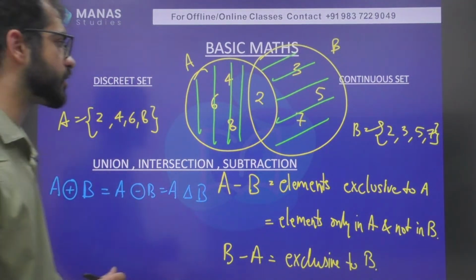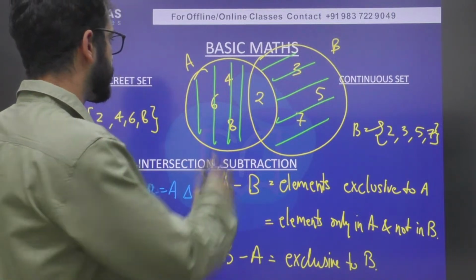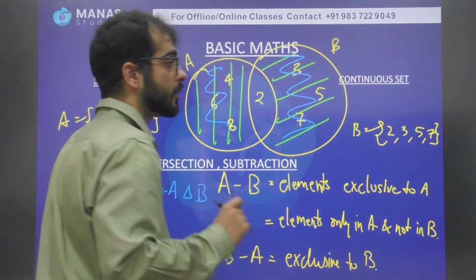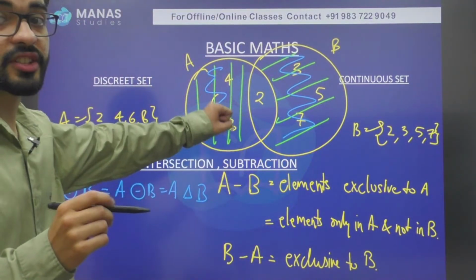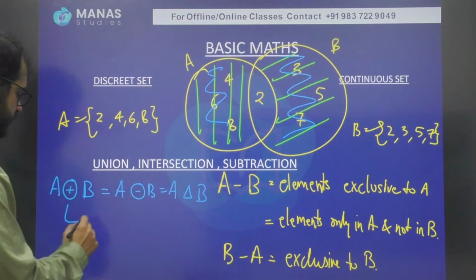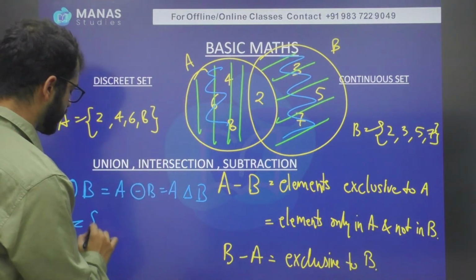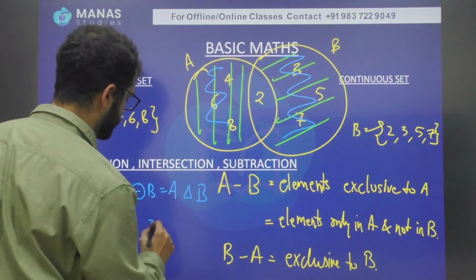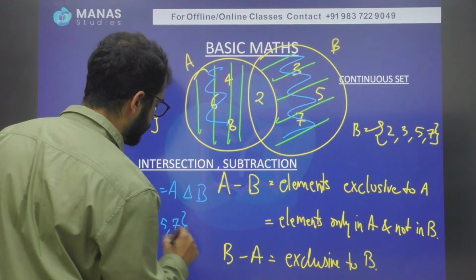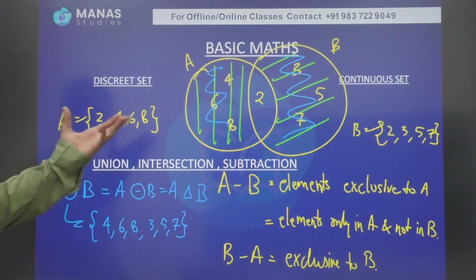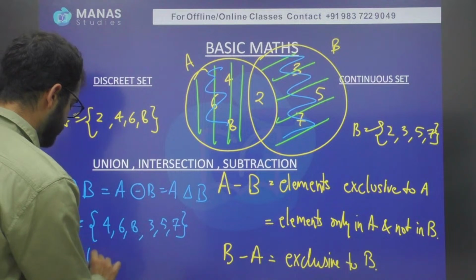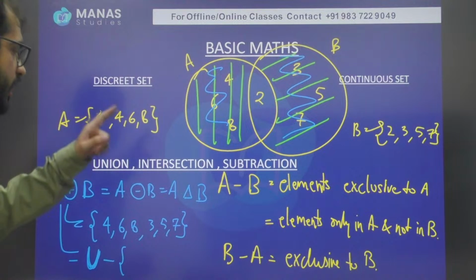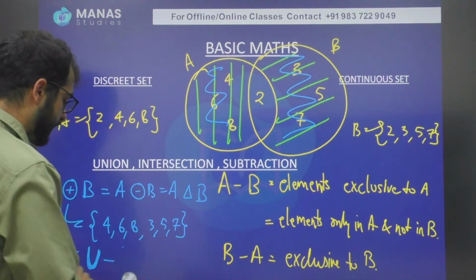This means elements exclusively present in A, elements exclusively present in B, but those elements will not be included that are present in both of them. So if I have to write about this, I am going to say all the elements exclusively in A, that is 4, 6, 8, all the elements which are exclusively in B, that is 3, 5, 7. This can also be written as the universal set, excluding the elements which are common. Now the element common is 2, so I can write it as A intersection B.